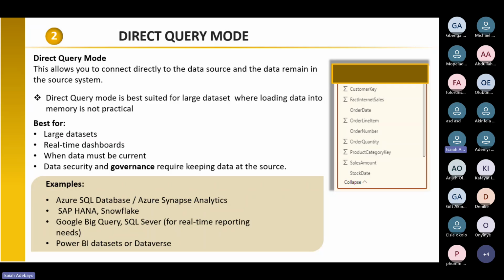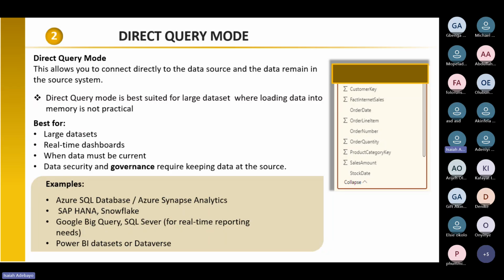So when we talk about the direct query mode, we are saying that you are connecting directly to the source where you are bringing the data from. That's the direct query mode. This allows you to connect directly to the source, and the data remains in the source. Now just think about it. If your data remains in the source, you know the implication. That means if anything happens to the source, it's also going to affect whatever you've done on Power BI. So the direct query mode has to do with picking the data directly from the source.